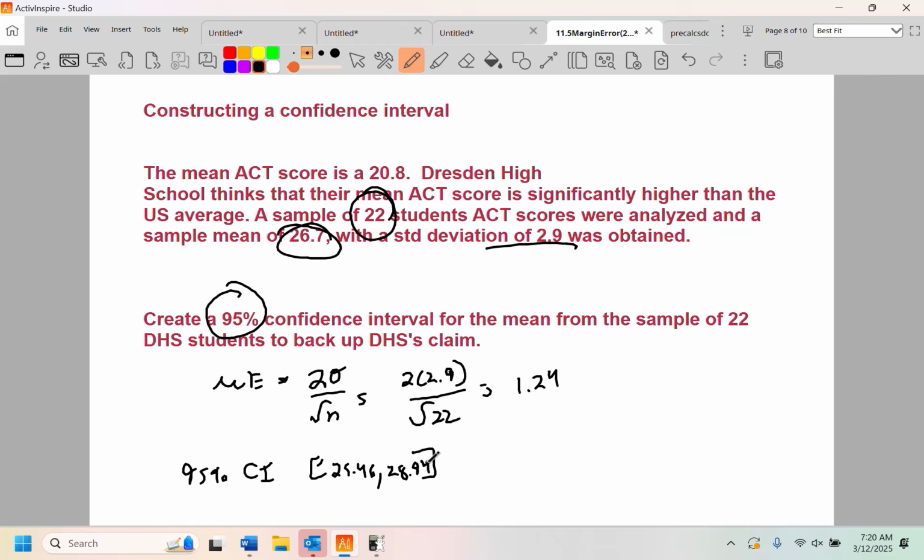Now, the mean ACT score is a 20.8. That is nationwide, actually, that's actually too high. The true mean for ACT is 19.4. That's what it was in 2024. But anyways, Dresden thinks their scores are better. Are they justified in that claim? Yes, they are justified.